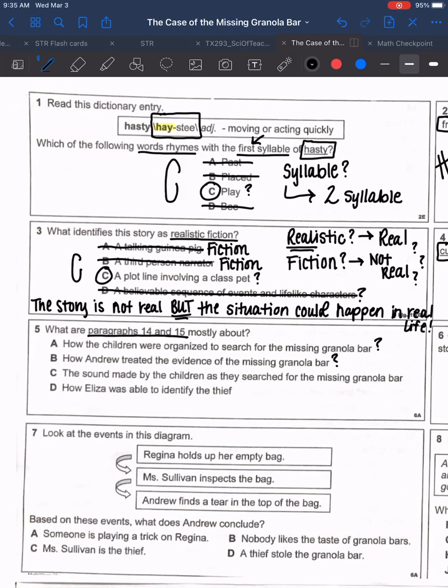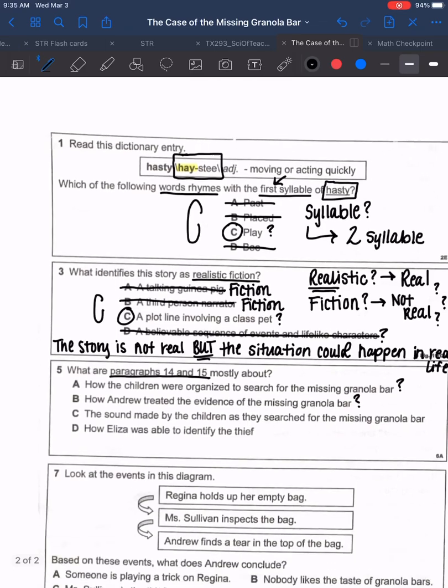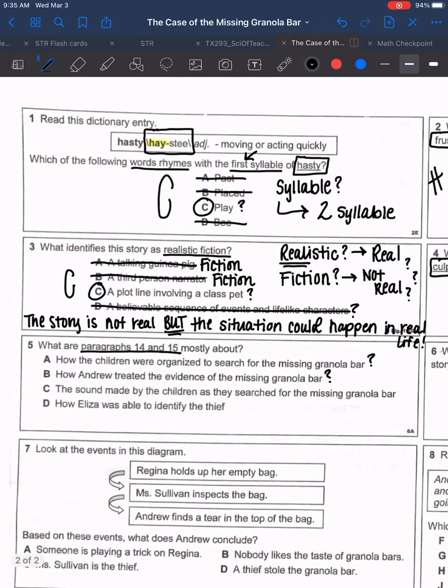Now, I know that at the beginning of paragraph 15, it mentions the buzzing of the classroom. So here we have it. The classroom was buzzing with excitement. That's only in paragraph 15, and it's only one small mention of it. It's not the whole or both of those paragraphs. That's not what both of them are mostly about. So we're going to go ahead and eliminate it. D, how Eliza was able to identify the thief. Okay, I don't know about you, but we didn't talk about Eliza at all in 14 or 15, so that one is an easy one to cross off.